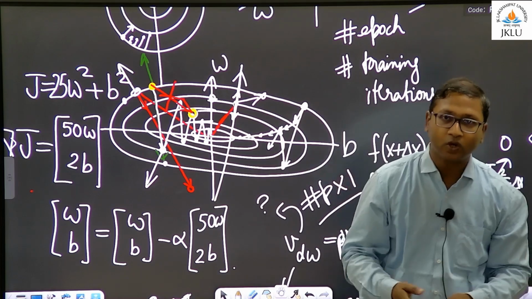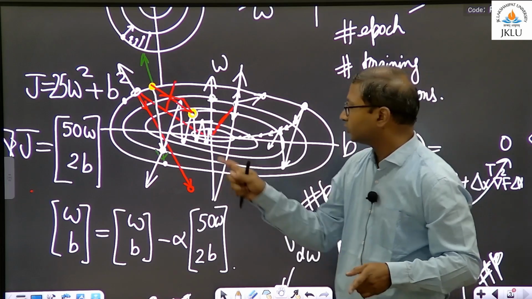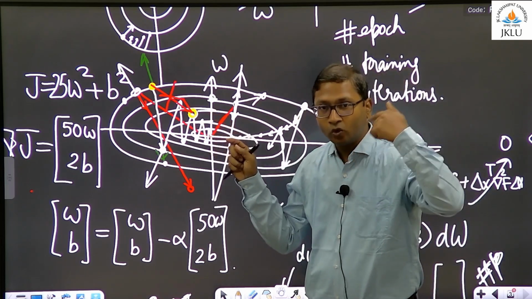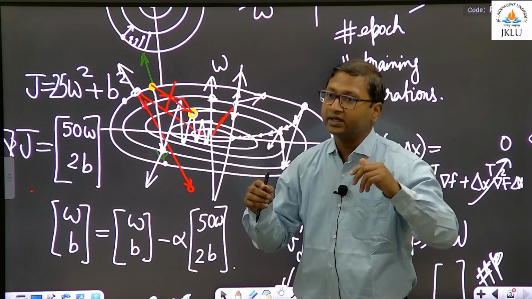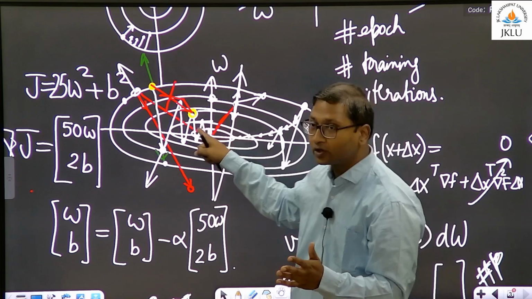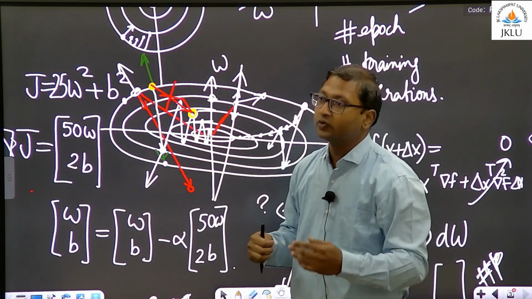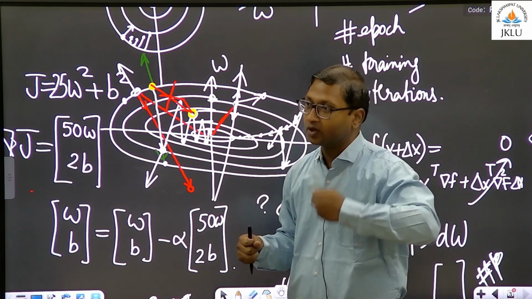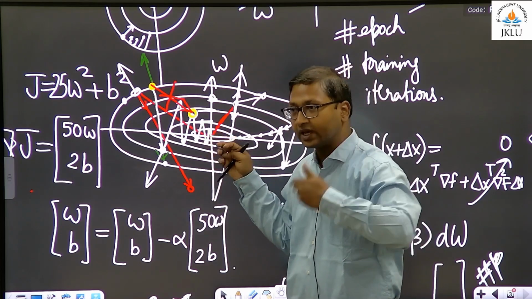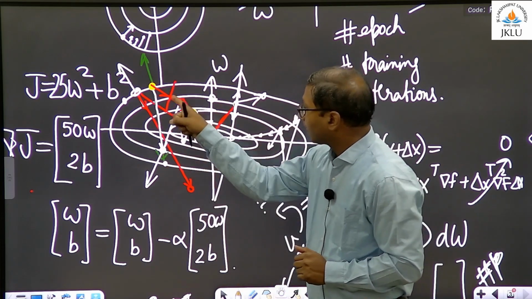And why don't we want this kind of zigzag? What is wrong with this? Slow learning. You will have to run for more iterations. If you are trying to train things like GPT, which take months to train, then you are talking about additional months of compute, additional months of dollars, additional months of time and so on. So you want to reduce this.